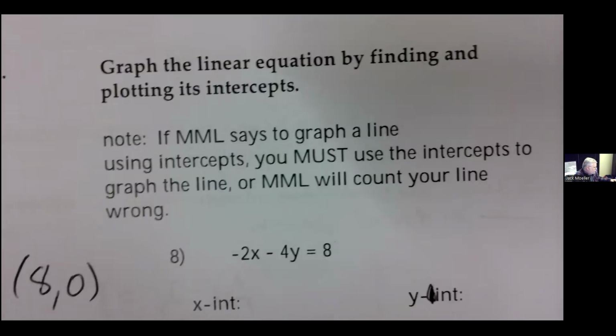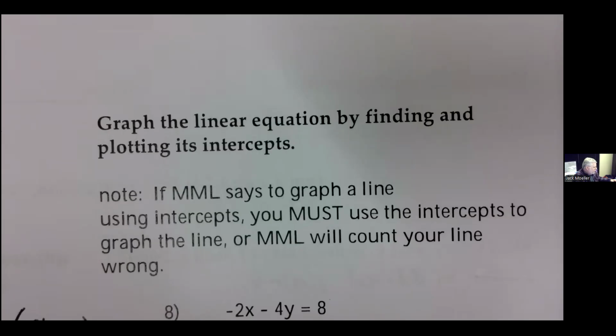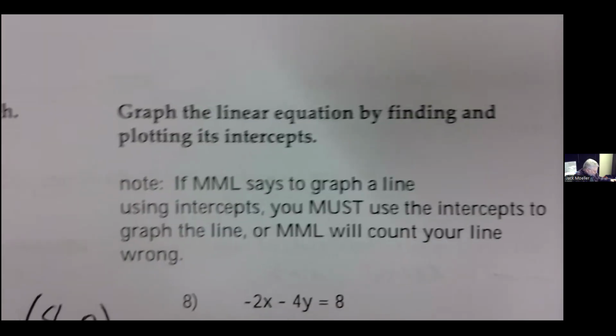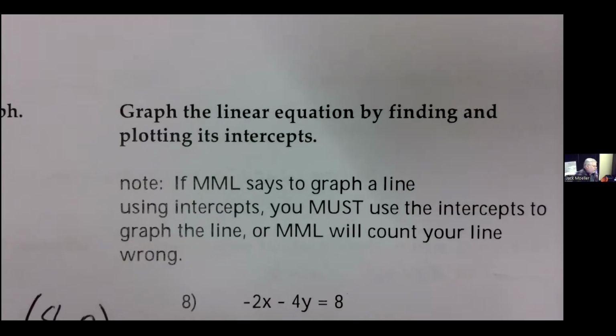So what do we want to do? Graph the linear equation by finding and plotting its intercepts. Quick question: how many points do you need to graph a line? 2, right? You can graph more, but the tool in MyMathLab only has 2. If you try to graph 3 points, it's going to think that third point is the start of a new line.